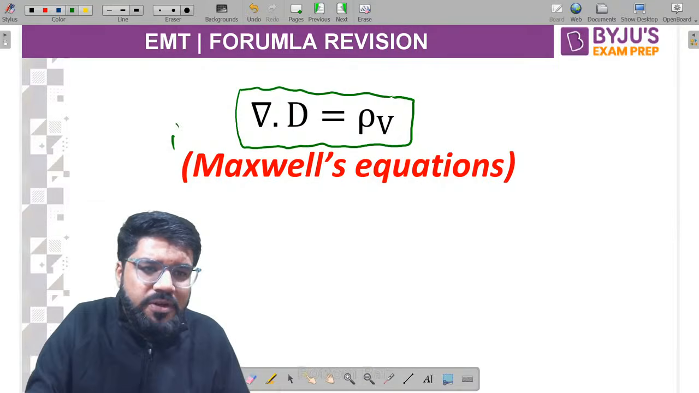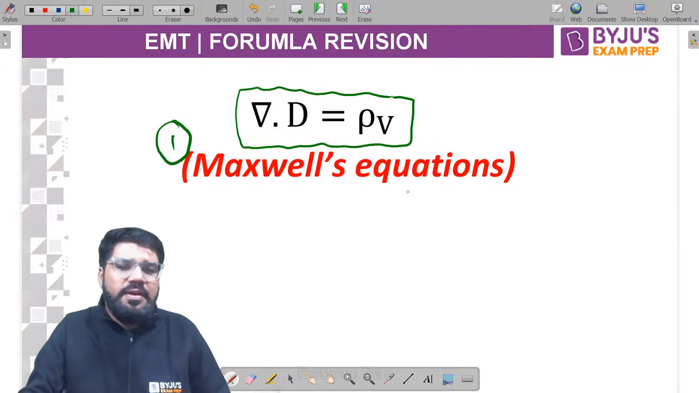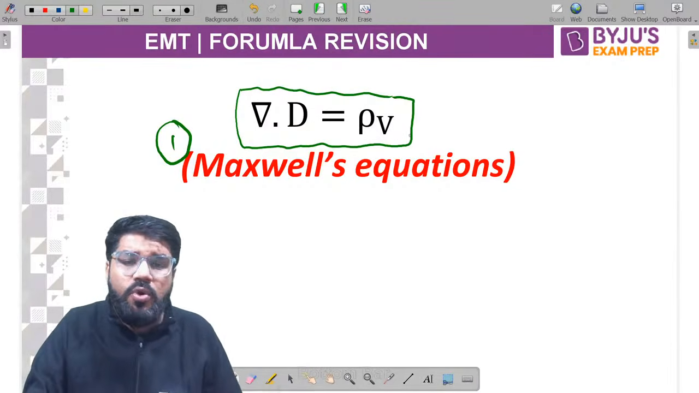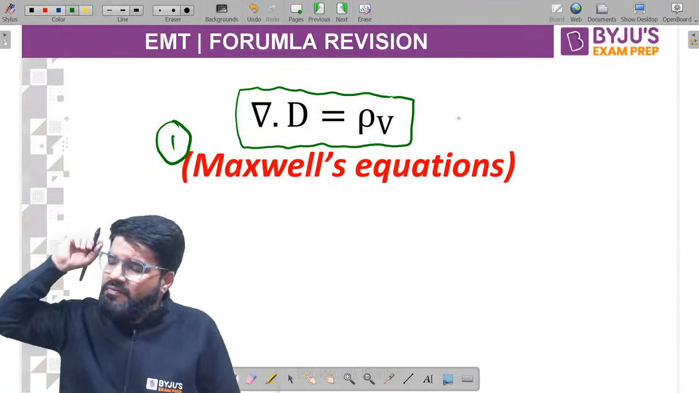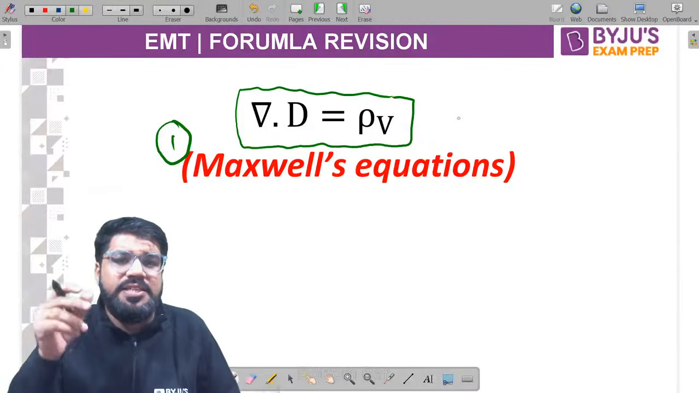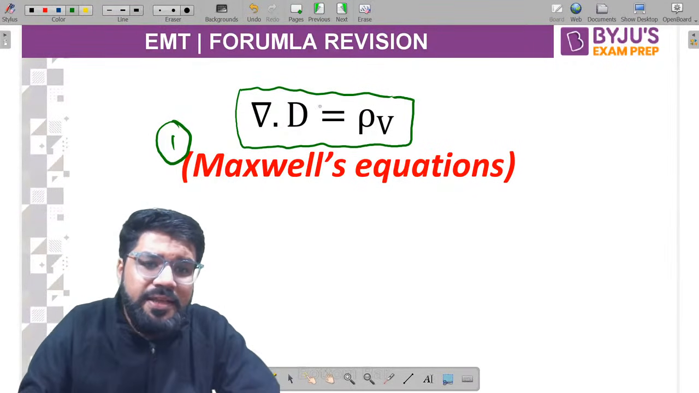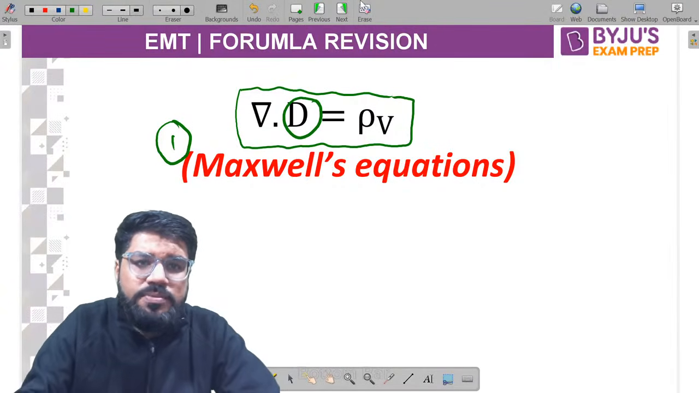And this is the first of them, dependent on the Gauss law. Del dot D equal to rho v. So this is one very important area, whether it is EC branch, EW or IN, where you can expect the question: given the D, given the flux density, calculate the volume charge density rho v.